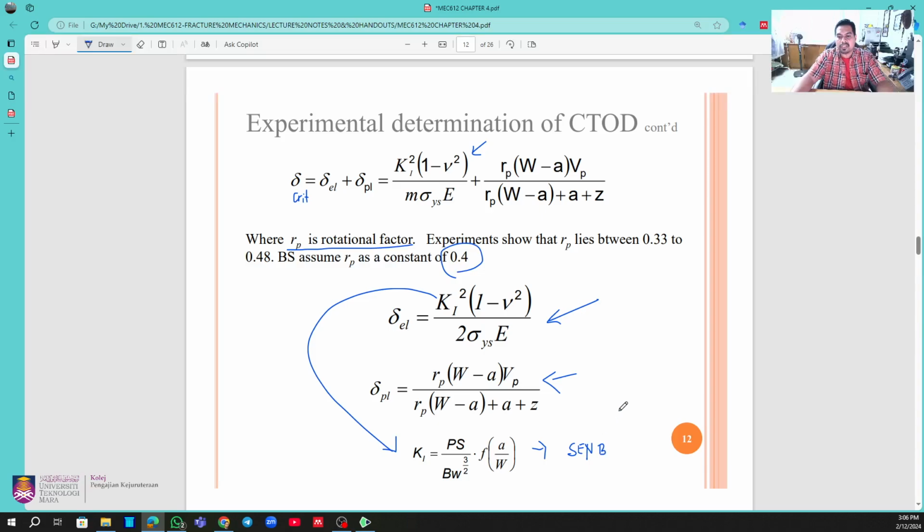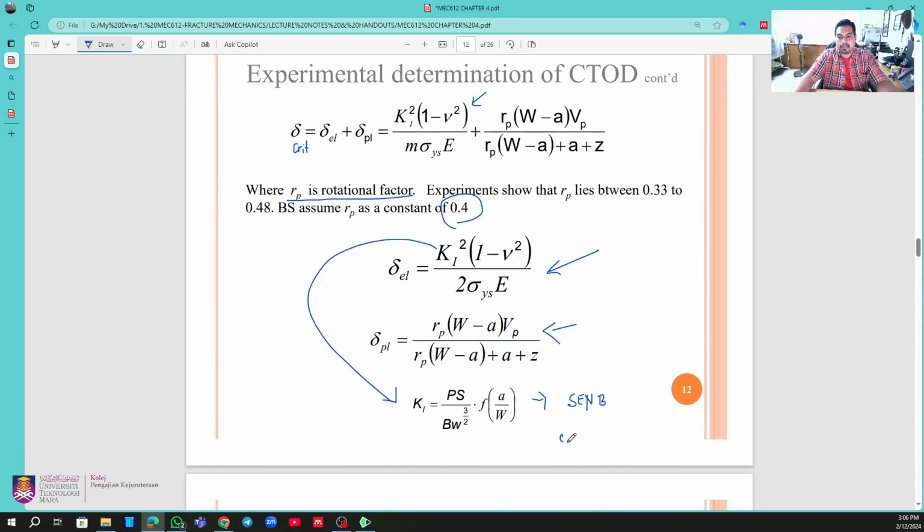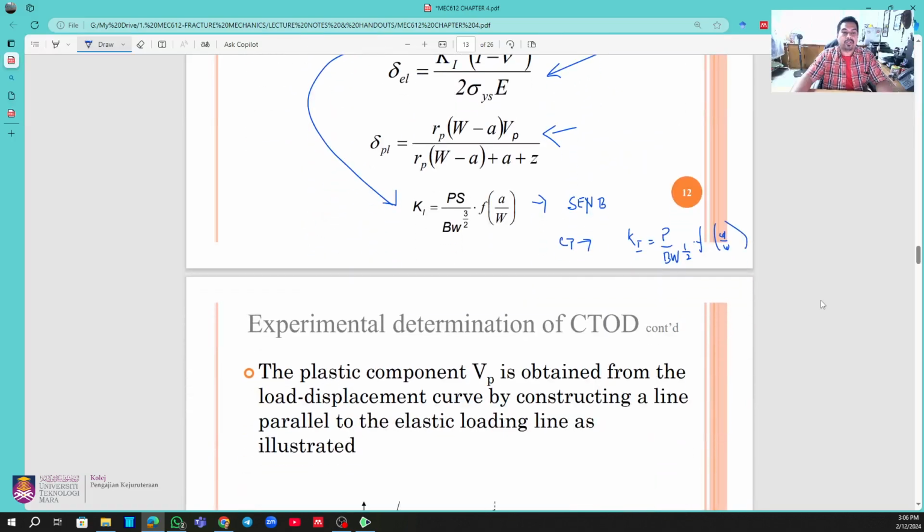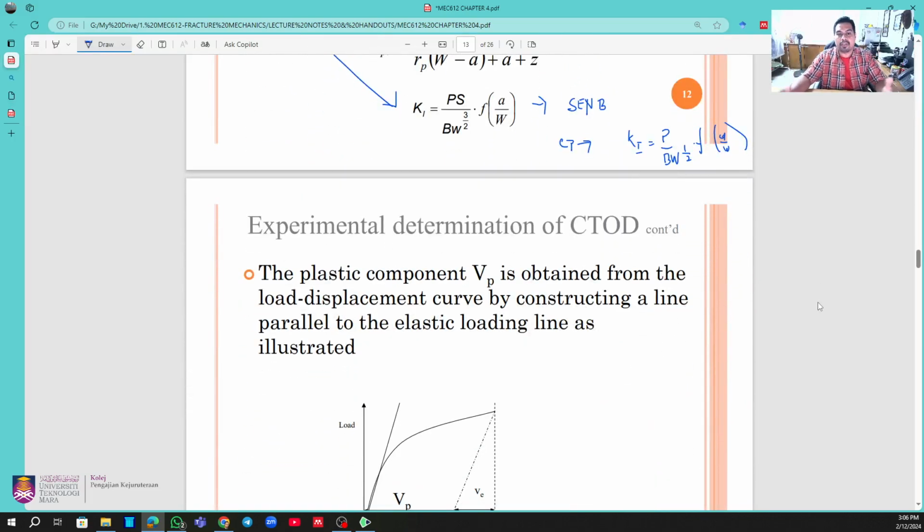So if we change to the CT specimen, you will know that the equation will become different. For the CT specimen, K1 will become P divided by B multiplied by W to the power of half only, and you have to multiply by the function of A over W. So this is different. You have to refer to chapter number 2 so that you will align with this kind of formulation. Okay, so now let's talk a little bit about how to solve this problem.